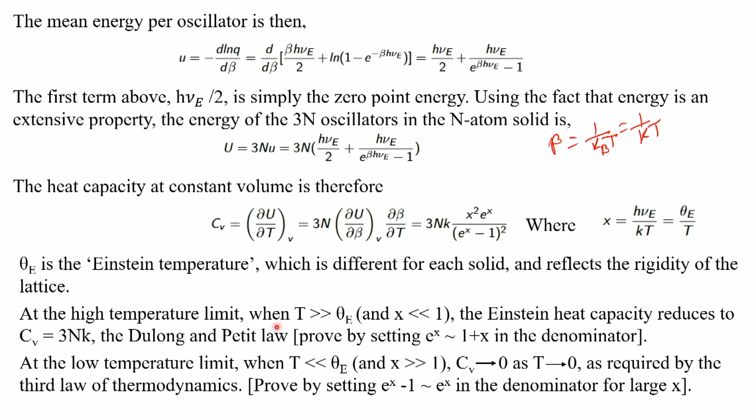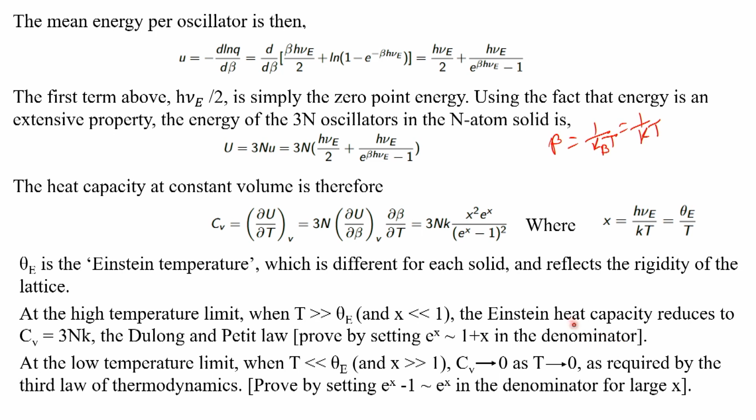At the high temperature limit, when T is much greater than theta e, or x is much lower than 1, the Einstein heat capacity reduces to Cv equals 3nk B. If we implement this approximation, when x is very small compared to 1, we get Cv equals 3nk, which is Dulong-Petit's law. We get this by setting e to the x as 1 plus x in the denominator.